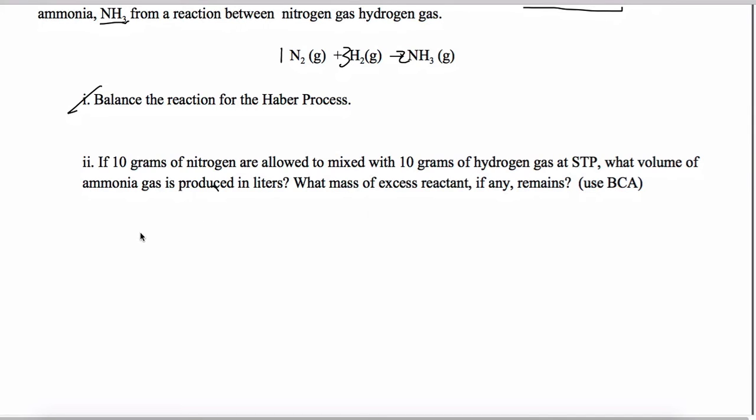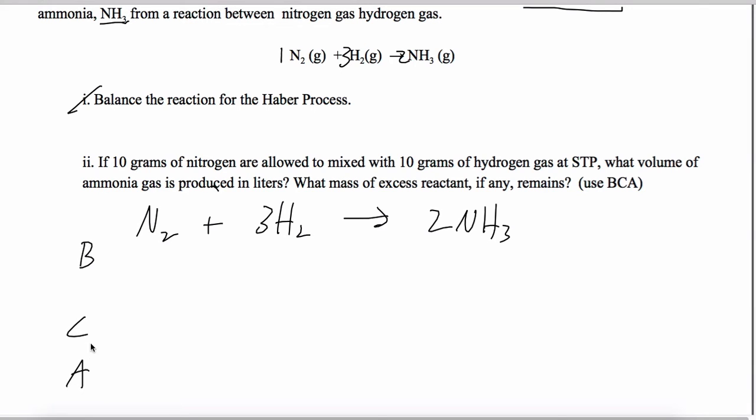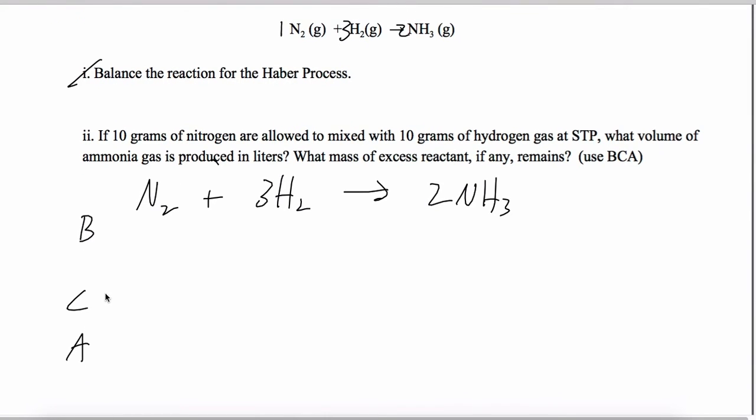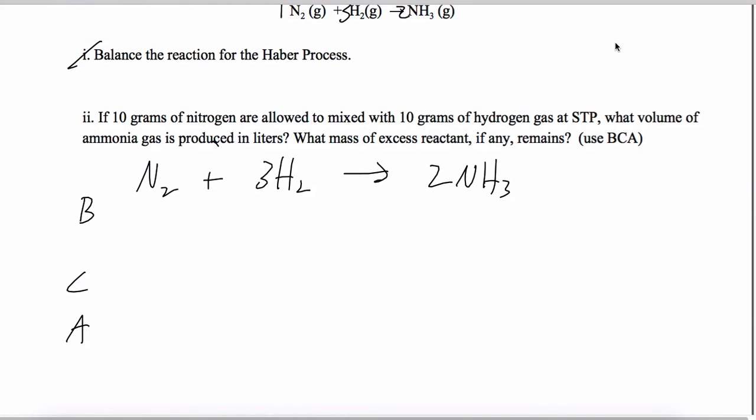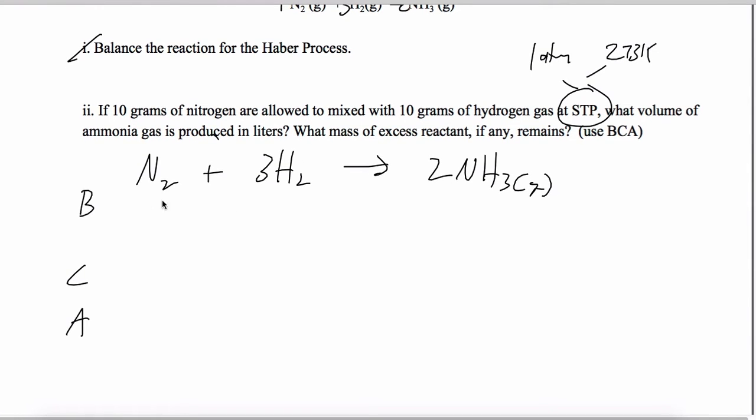So we're going to do a BCA table here. Let's write it right now: N2 plus 3H2 goes to 2NH3. So before, change, after. It says if 10 grams of nitrogen is allowed to mix with 10 grams of hydrogen gas at STP, we know that's 1 atmosphere and 273 Kelvin, really 0 degrees Celsius plus 273. What volume of ammonia gas is produced, and what mass of excess, if any, remains? So this is a pretty simple limiting reactant problem.